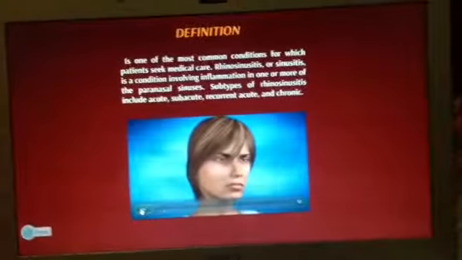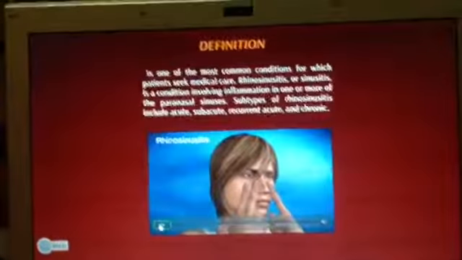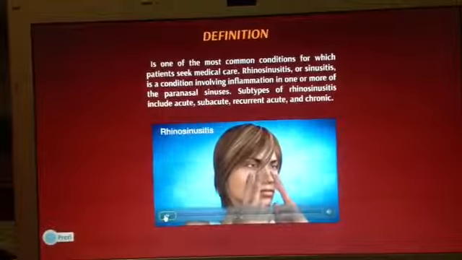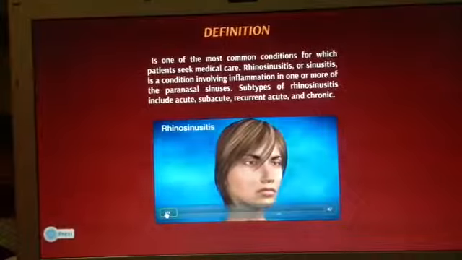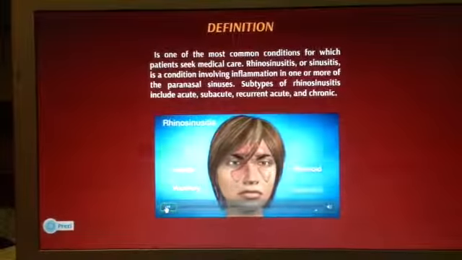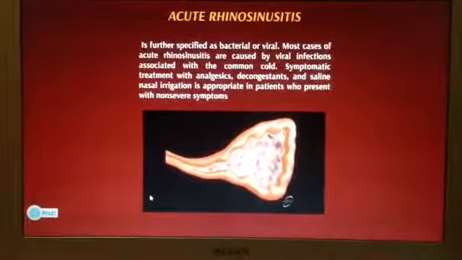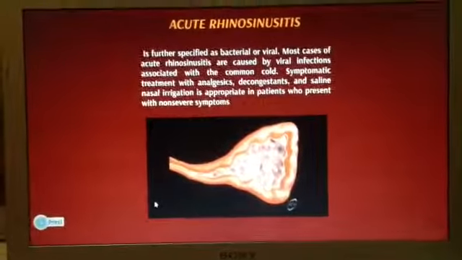Sinusitis or rhinosinusitis often causes a dull, pressurized headache or facial pain for sufferers. Rhinosinusitis can affect any of the paranasal sinuses: the maxillary, frontal, ethmoid, or sphenoid. Acute rhinosinusitis is further specified as bacterial or viral.